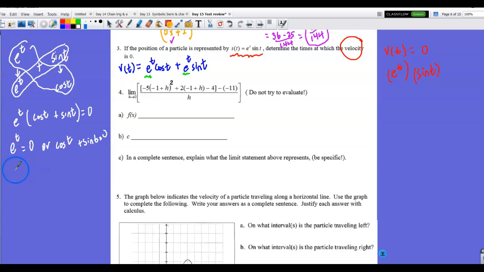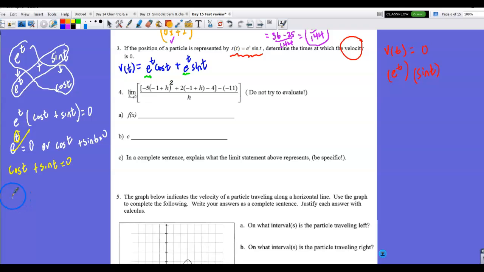Now, we know from Algebra 2 that there's no power that you can substitute and make e to a power equal to 0. That's never going to happen. So this is a bust. It doesn't get anything for me. So what I really need to figure out is when is cosine t plus sine t equal to 0? And there are a couple of ways to do that. I'm going to do it more like through an inductive process.